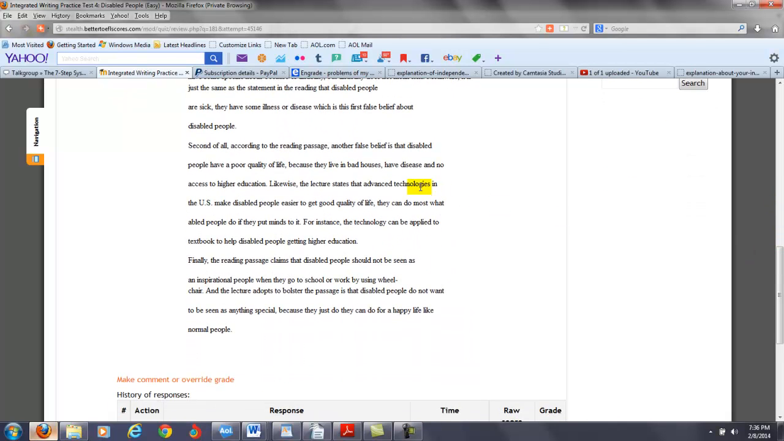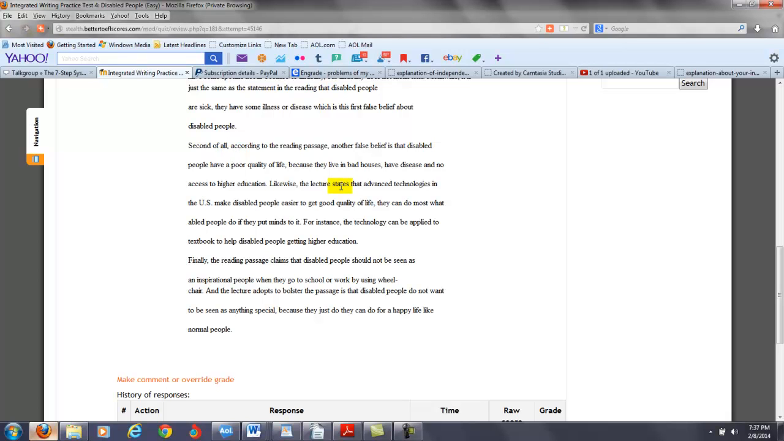Okay, and the next one you say, according to the reading passage, another false belief is that disabled people have a poor quality of life because they live in bad houses, have disease, you want to say have diseases, and no access to higher education. Likewise, the lecture states, I would say this, you might want to say, likewise, the lecture also agrees that this is a false belief. You know, something like that.